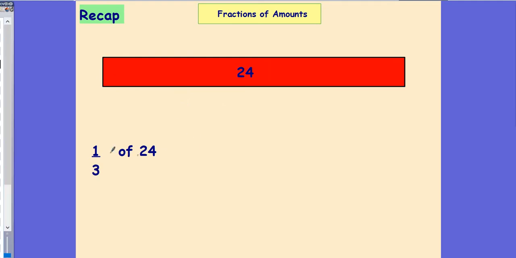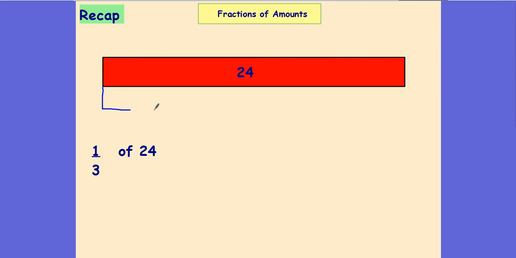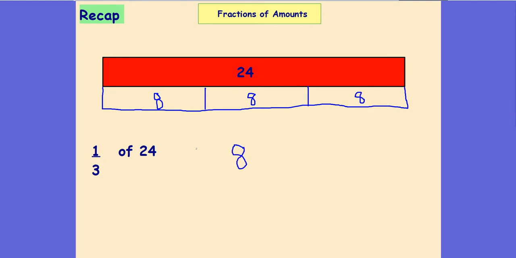Ava, if I want to find a third of 24, how many sections do I need this time? Splendid, I need 3 sections this time. Here come my sections. 1, 2, 3. Each of those sections, Angel, how much is it worth? 8, lovely. I want one of those sections because I'm looking for 1/3, so 1/3 of 24 is going to be 8.